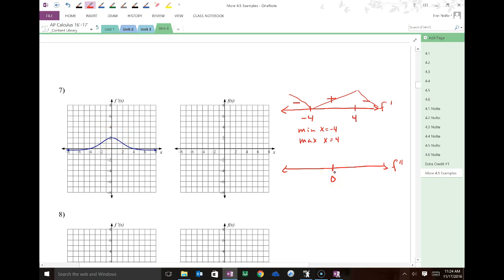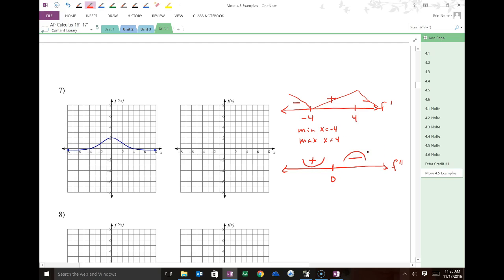So that's 0. Okay, so now looking at the slope of this, is the slope increasing or decreasing on the left of 0? Okay, increasing. And to the right of 0, it's going down, so it's decreasing. Okay, so we have a happy face, and then we have a sad face.